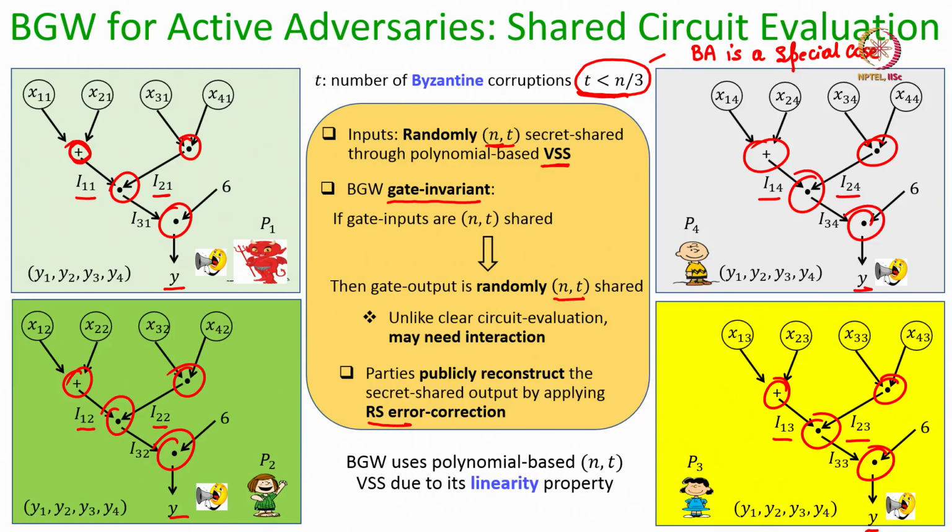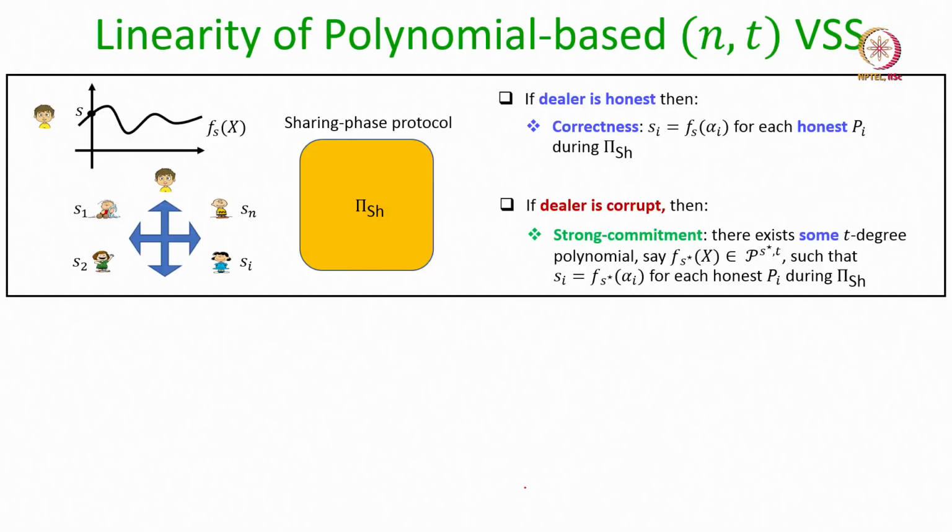Okay. So, the BGW protocol uses the polynomial based NT VSS, the verifiable secret sharing scheme based on polynomials, because of its linearity property. So, what exactly is this linearity property? Let us quickly go through it.